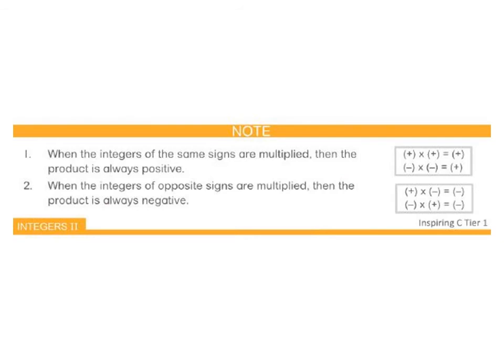Now, here are the rules of the multiplication. Pause the video, go through the points properly. Look at the diagram on the right hand side. When you multiply a positive integer with a positive integer, we get a positive integer. And when we multiply a negative integer with a negative integer, we get a positive integer. So, if two integers have the same sign, either positive or negative, the resulting integer will be positive.